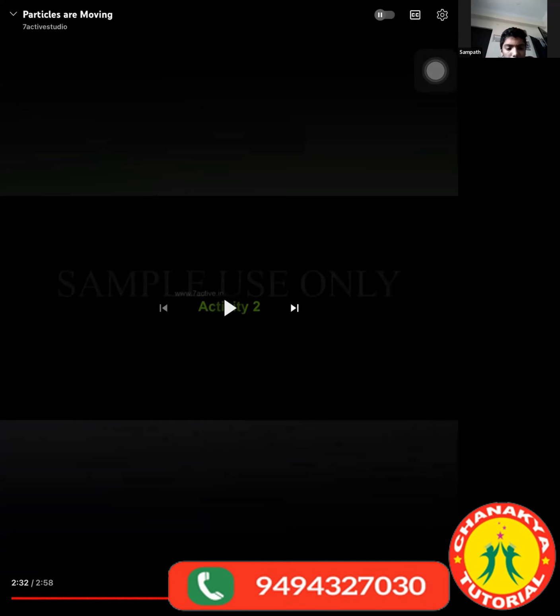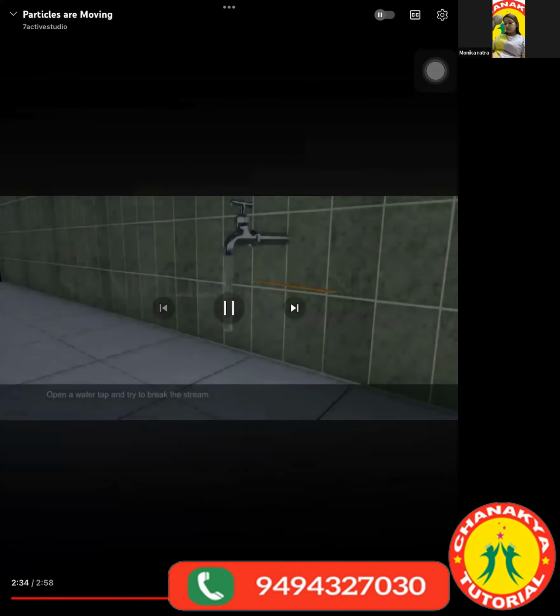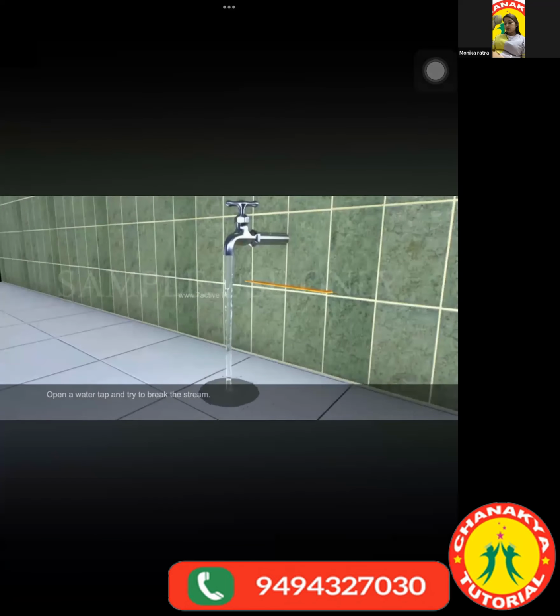So tell me which particles are held together by the maximum force in the example which was shown. Iron nail. Iron nails. Very good. Activity 2. Open a water tap and try to break the stream. Can you cut the stream? No, we cannot. But how does the stream remain together? Because the particles of matter have maximum force acting between them. So, the force kept the stream to remain together. The strength of force of attraction is different from one matter to another.